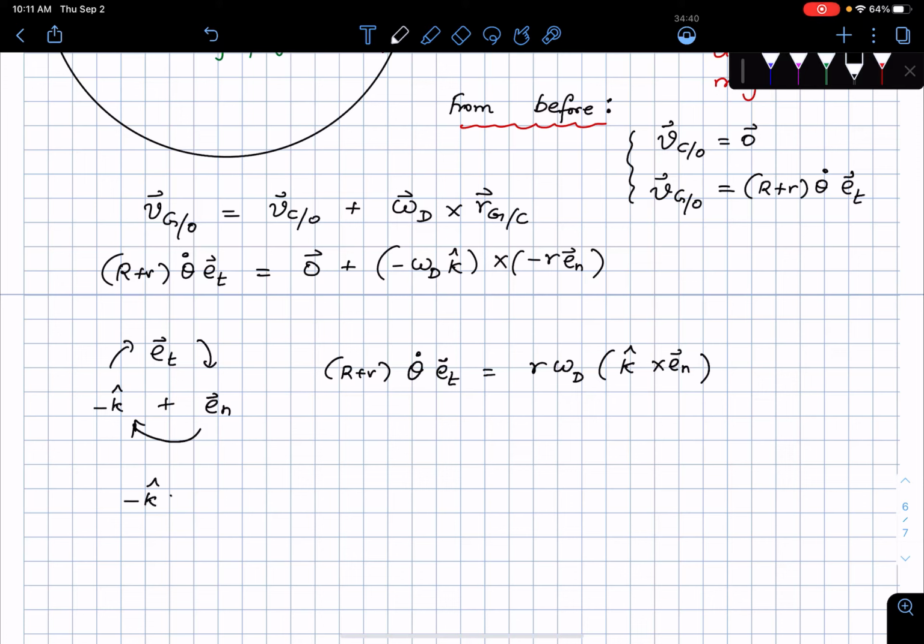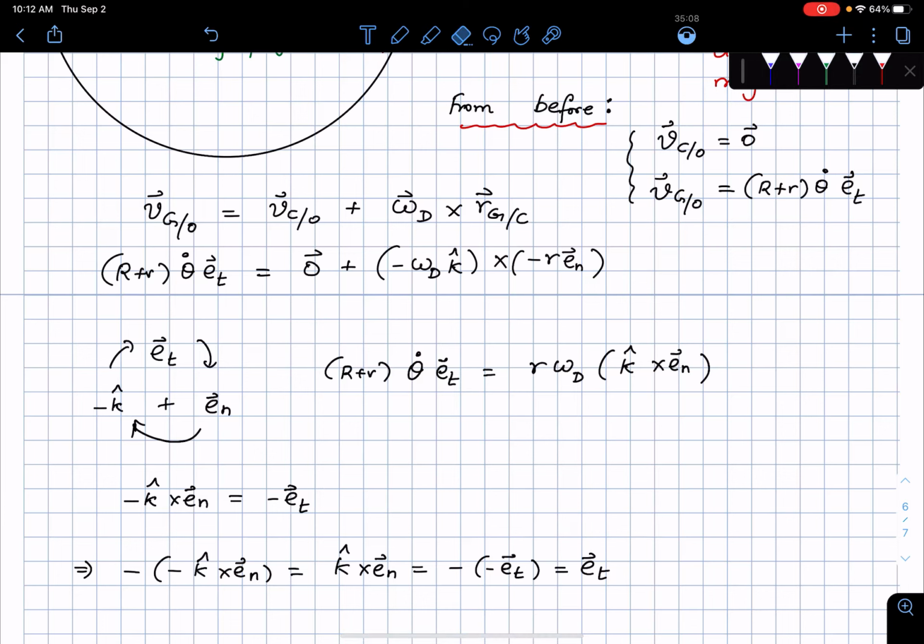Minus k hat crossed with En is going to be minus Et, right? Because I'm going against the grain. The positive sign is if I'm doing it clockwise, but minus k hat crossed with En is going to give me minus Et. Which means that minus of minus k hat crossed with En, which is k hat crossed with En, is going to be minus of minus Et, which is Et.